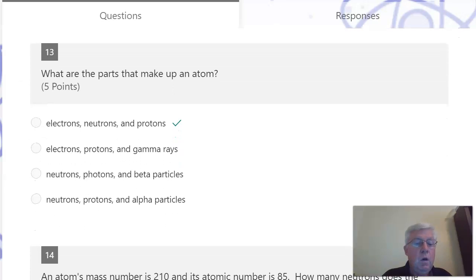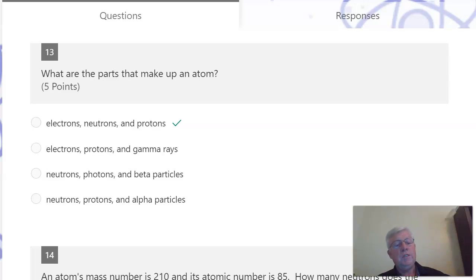Number 13. What are the parts that make up an atom? Well, right off the bat in the first answer, you see electrons, neutrons, and protons, but you don't see anything about the nucleus. That's because there really isn't any. The nucleus is an area. You don't live in Acworth. You don't live in Kennesaw. You live in a house. Acworth and Kennesaw is just like an area, and so is the nucleus of an atom. The nucleus of an atom is just an area where neutrons and protons hang out.